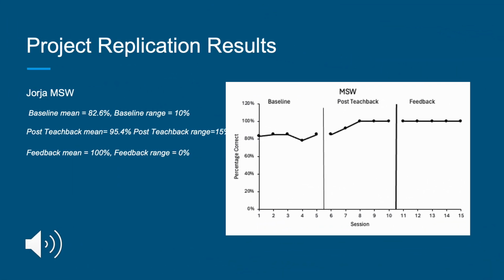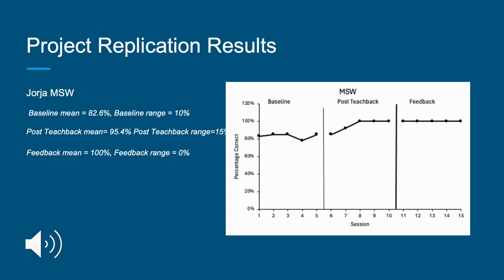Here are the project replication results for Georgia's MSW, or multiple stimulus with replacement. As you can see, the baseline average for correct steps throughout this preference assessment is 82.6%, with that range being 10%. The post-teachback average is 95.4% with a 15% post-teachback range.